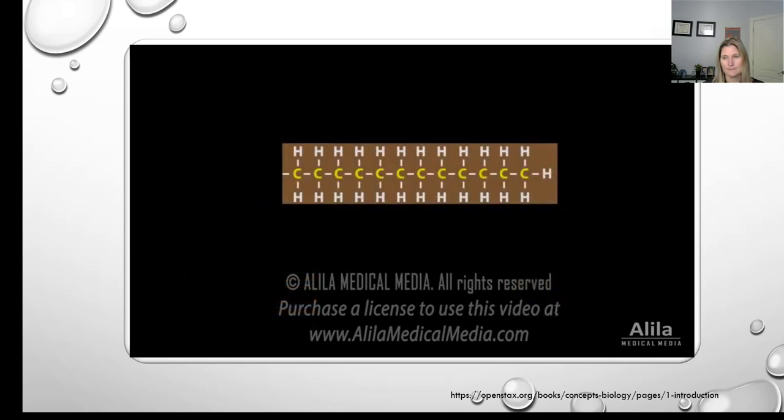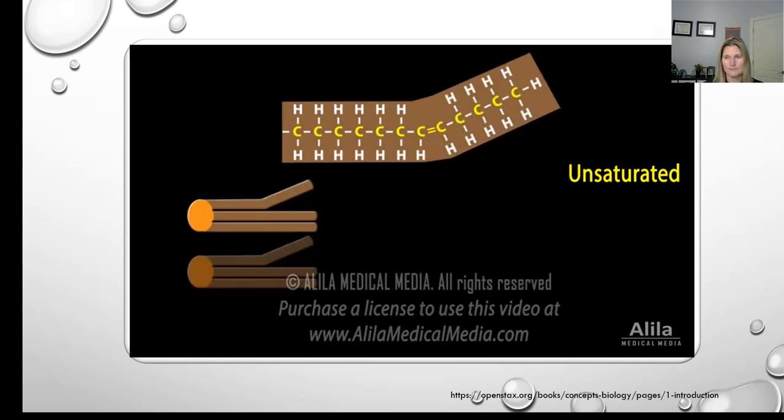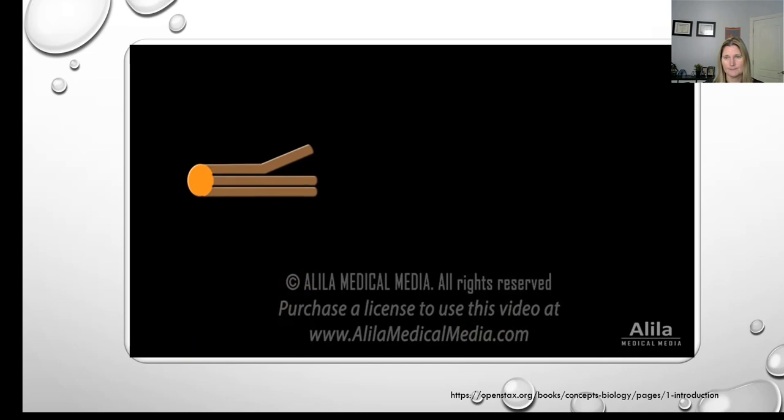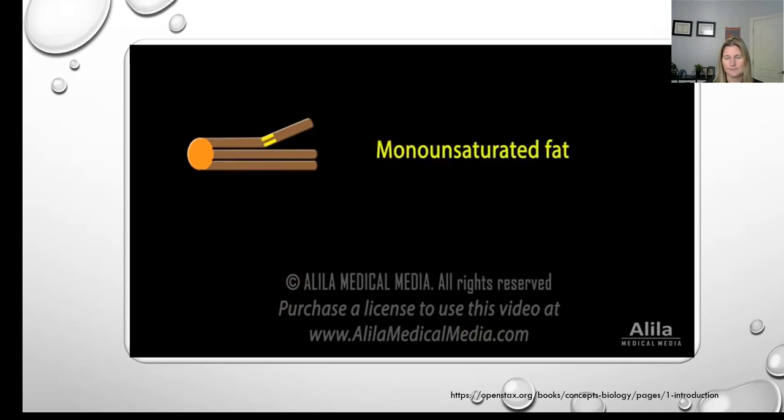On the other hand, when the hydrocarbon chain has fewer hydrogens, it is said to be unsaturated. Instead of binding to a maximum number of hydrogens, some carbon atoms bind to each other via a double bond. The presence of double bonds may bend the hydrocarbon chain, creating gaps between molecules, making them less compact. As a result, unsaturated fats are usually liquid at room temperature. A fat molecule that contains only one double bond is a monounsaturated fat, while one that has multiple double bonds is polyunsaturated.